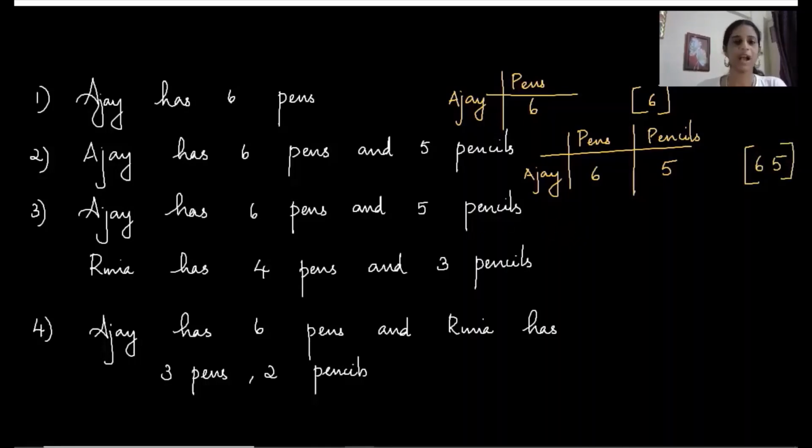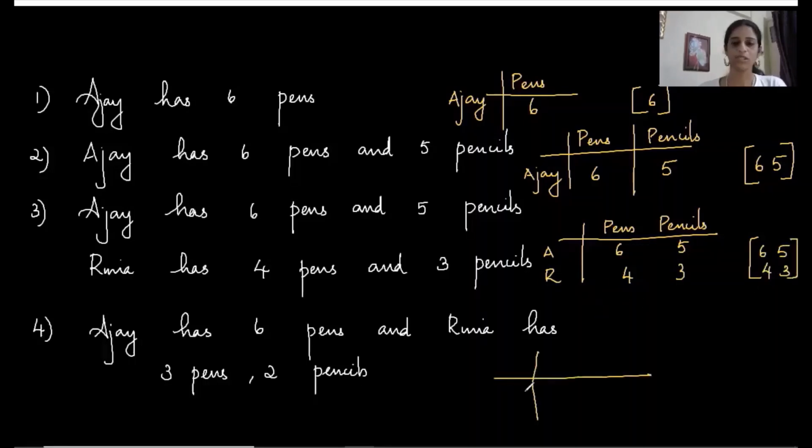Now the third one: Ajay has 6 pens and 5 pencils. Rima has 4 pens and 3 pencils. So we have 2 rows, Ajay and Rima, and 2 columns, pens and pencils. Ajay has 6 pens and 5 pencils, Rima has 4 pens and 3 pencils. Now the matrix form is the matrix 6, 5, 4, 3.